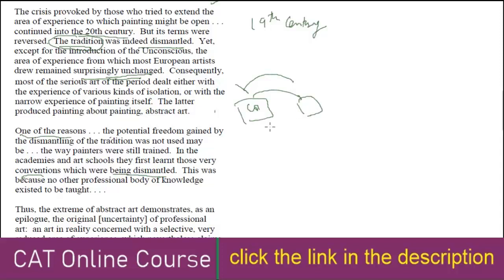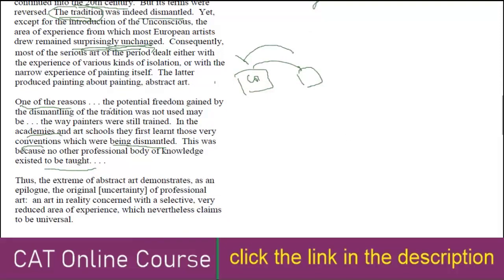So what the author is saying is that things remained surprisingly unchanged because in the academies and the art schools, the artists first learned those conventions which were being dismantled. This was because no other professional body of knowledge exists to be taught. So basically, whatever you are taught was the only thing that could be taught. And that is the reason why, even though you dismantled the convention, things very much remained unchanged.